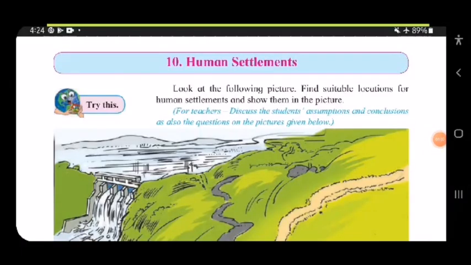Good morning, students. Today we will start with a new lesson in geography. The name of the lesson is Human Settlements. Now, look at the following picture. Find suitable locations for human settlements and show them in the picture.